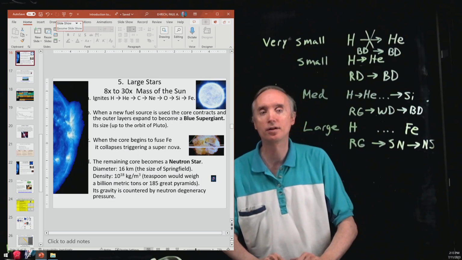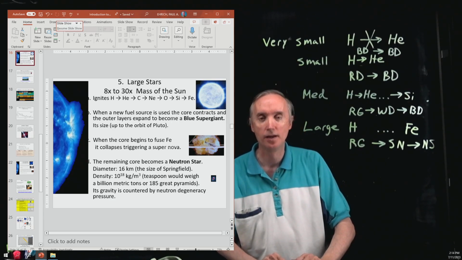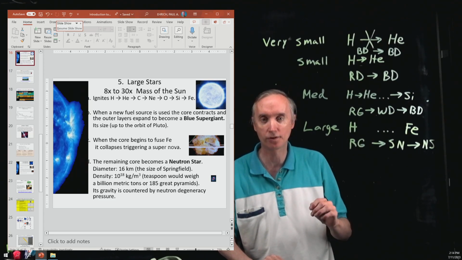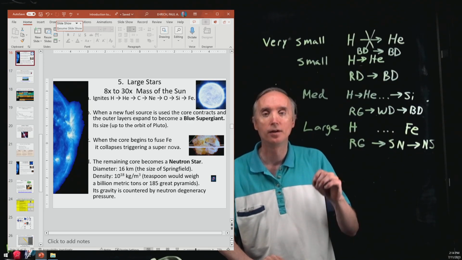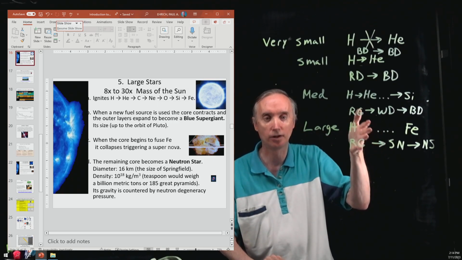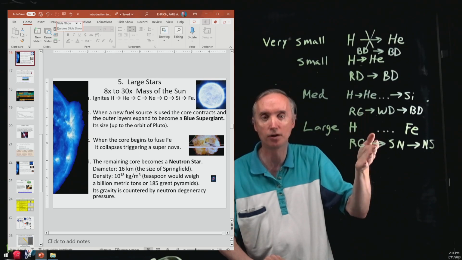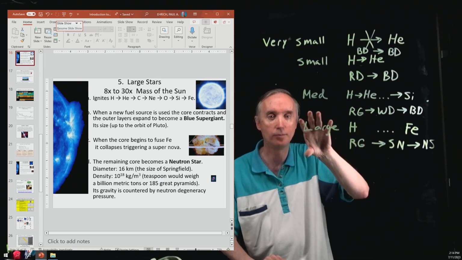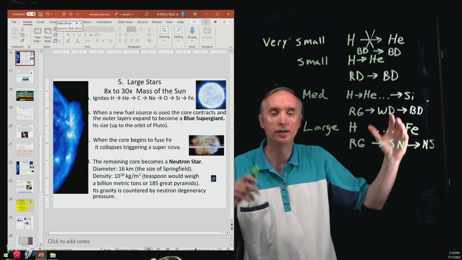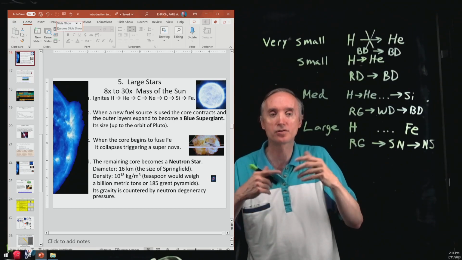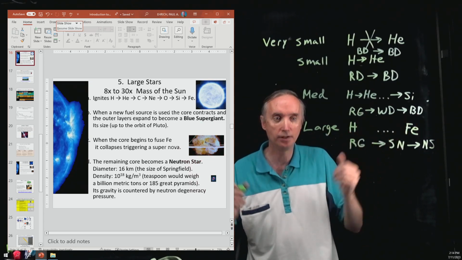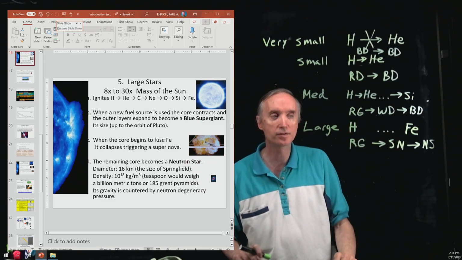Okay, let's continue talking about how very large stars die. So we've said that these large stars, which are between 8 times and 30 times the mass of our sun, are going to be able to ignite. They're going to convert hydrogen into helium, the helium into carbon, the carbon into neon, and they're going to be able to manufacture all of these elements up to iron. Then the core is going to collapse. It's going to explode as a supernova. The outer envelope is going to be blown away into outer space, and what's left over is going to be the neutron star.